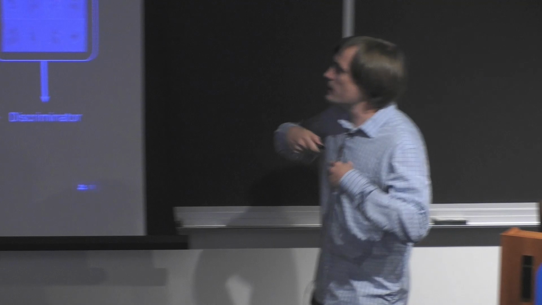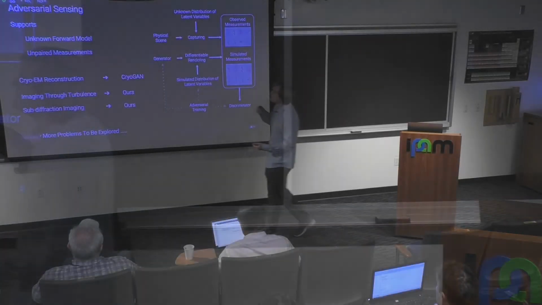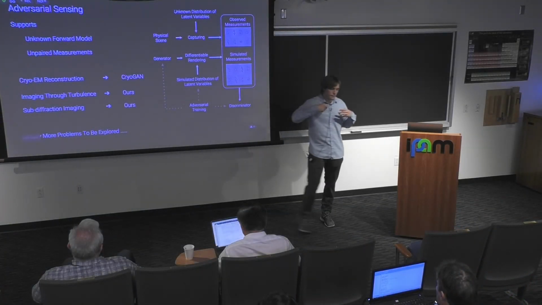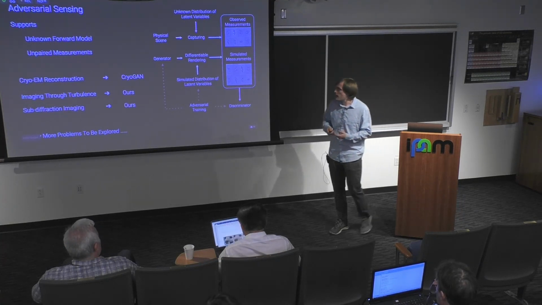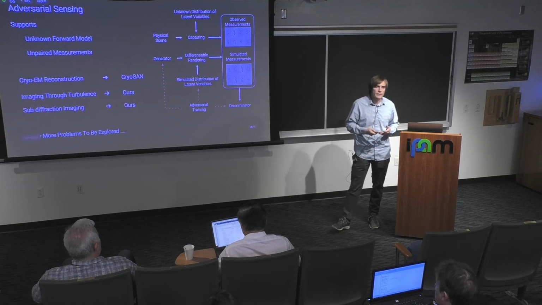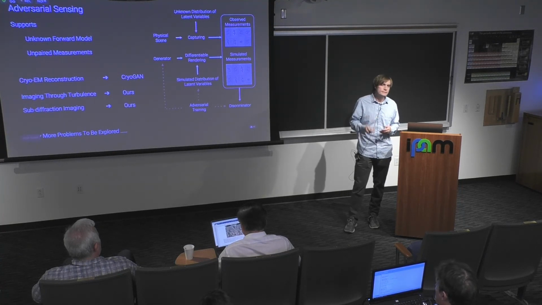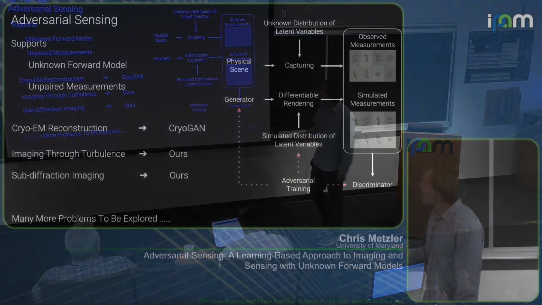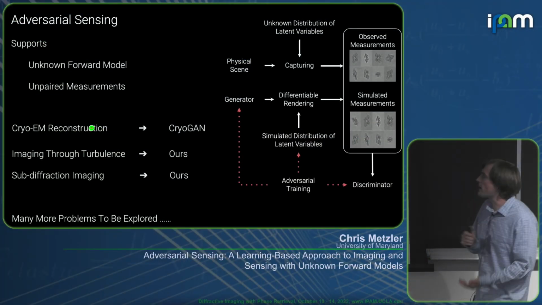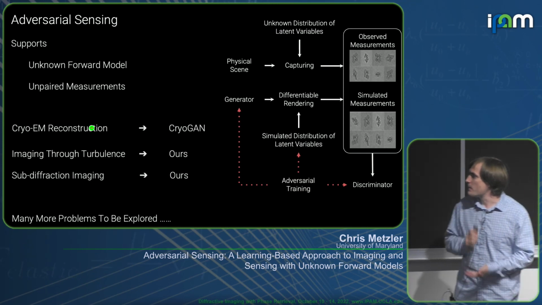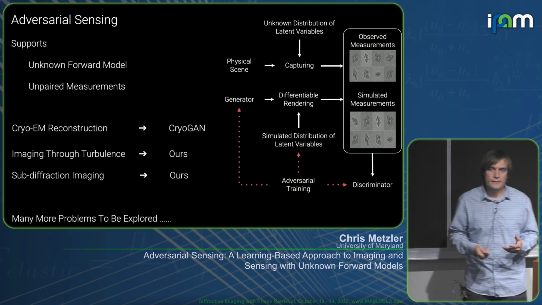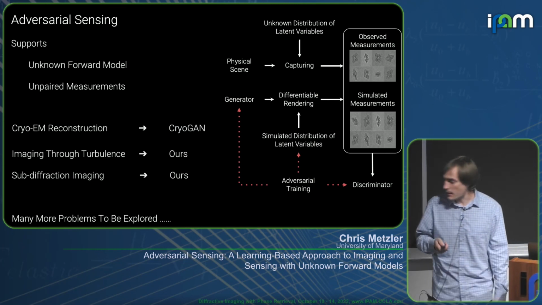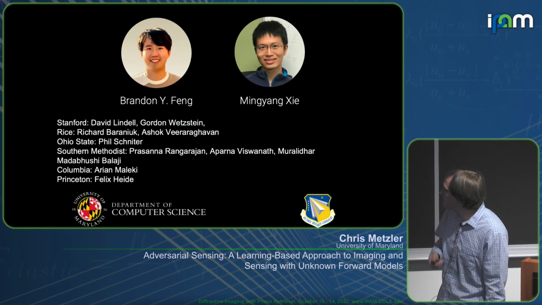In conclusion, adversarial sensing is an interesting and unique approach to solving inverse problems with unknown forward models. It can handle unpaired measurements, and as we saw, can be extended to incorporate powerful priors in the form of generative models. So far, it's been applied to cryo-EM, imaging through turbulence, and sub-diffraction imaging. But there's a whole host of inverse problems with unknown forward models to which it could be applicable.